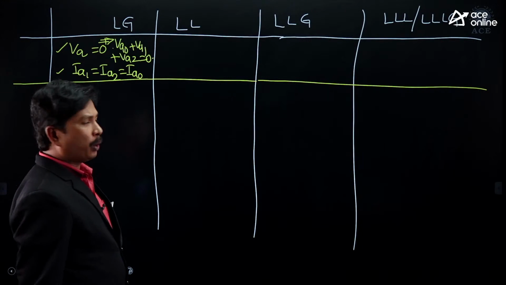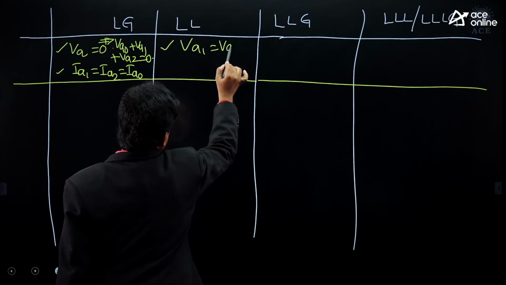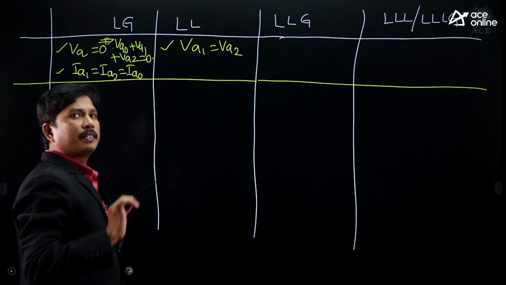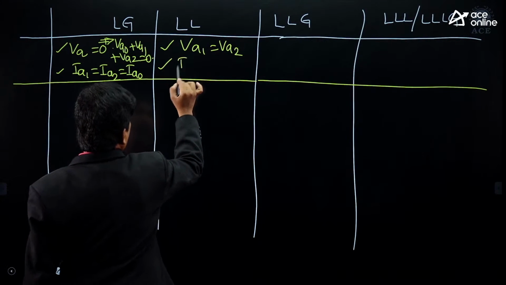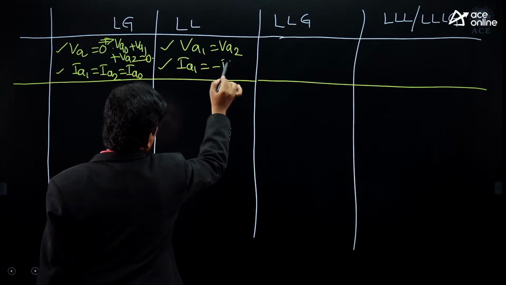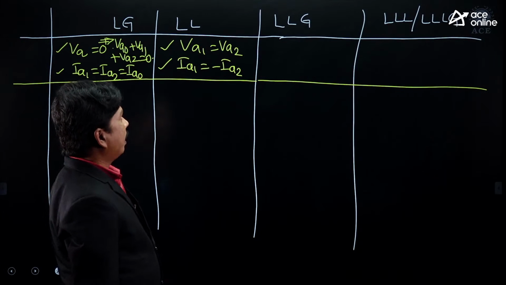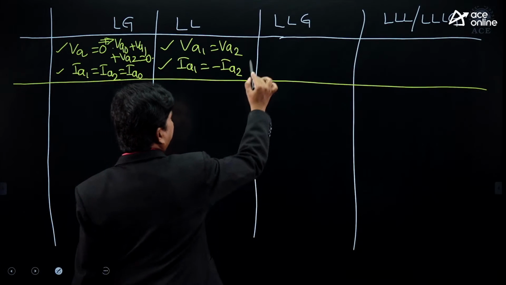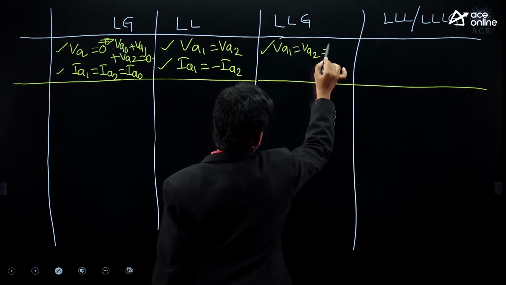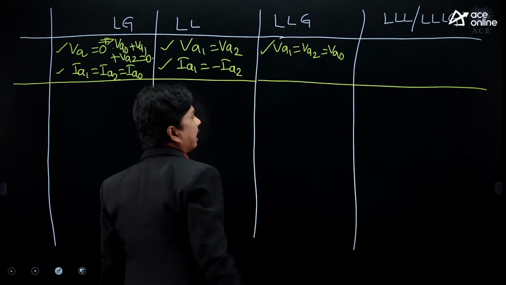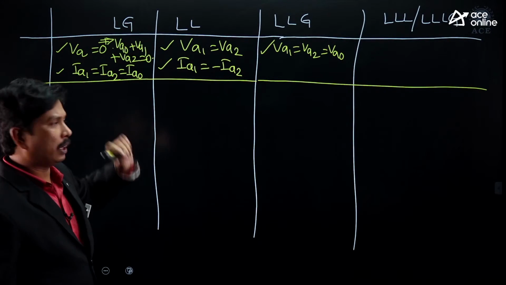And in case of line to line fault, VA1 is exactly equivalent to VA2 and there is no concept of zero sequence component of the current. And coming to the currents, IA1 is equivalent to minus IA2. And in case of LLG fault, all the sequence voltages are exactly equal. VA1 is equivalent to VA2 is equivalent to VA naught. All are exactly the same. Similarly, like LG fault, here currents are equal, their voltages are equal.